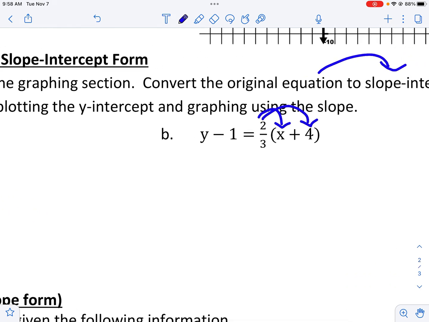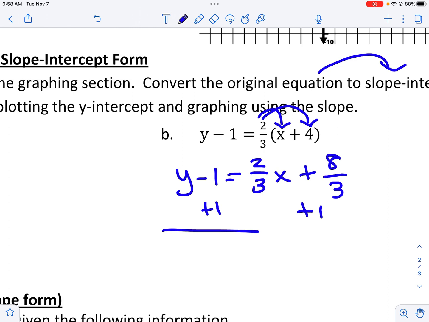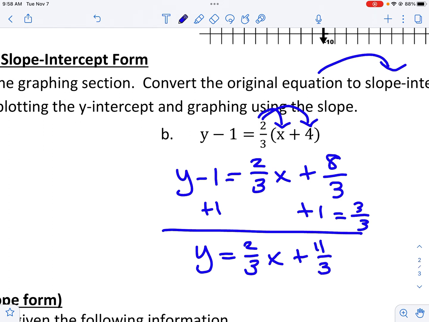I'm going to again multiply both things by 2/3. So that's 2/3 x. 2 times 4 is 8 over 3. And then we still have it equal to y minus 1. So I'm going to add 1 to both sides. And now I have y is equal to 2/3 x. Now if you don't know how to add a 1, remember that is the same as 3/3. So 8 plus 3 would be 11/3.